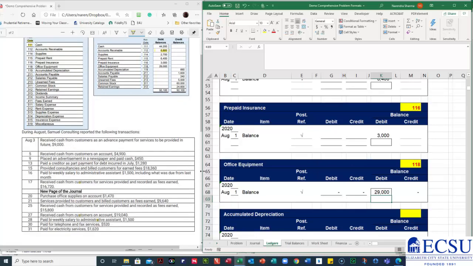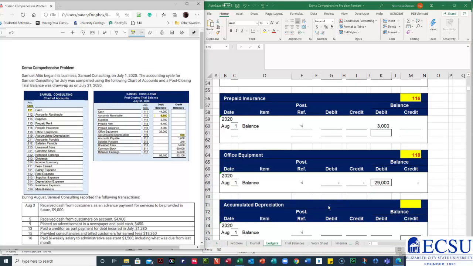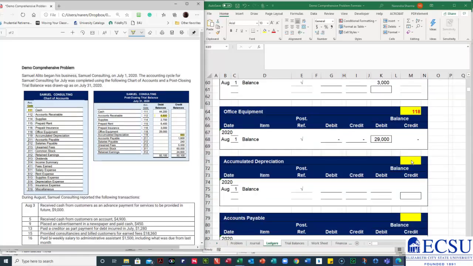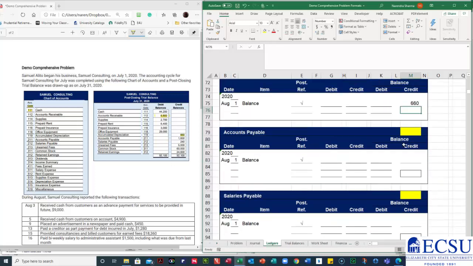Okay. Next is your accumulated depreciation, and you can see it's on the credit side because accumulated depreciation is a contra asset. So 119 is the account code, and it will be on the credit side 660. Next is the accounts payable. Accounts payable is given to you as 211 as the code, and the balance is 1,600.